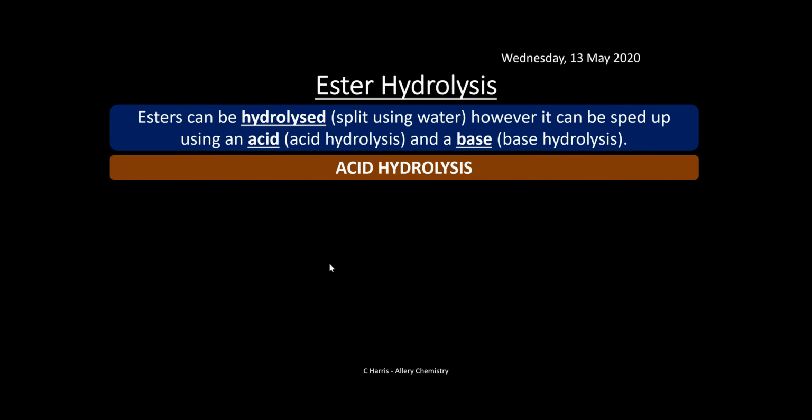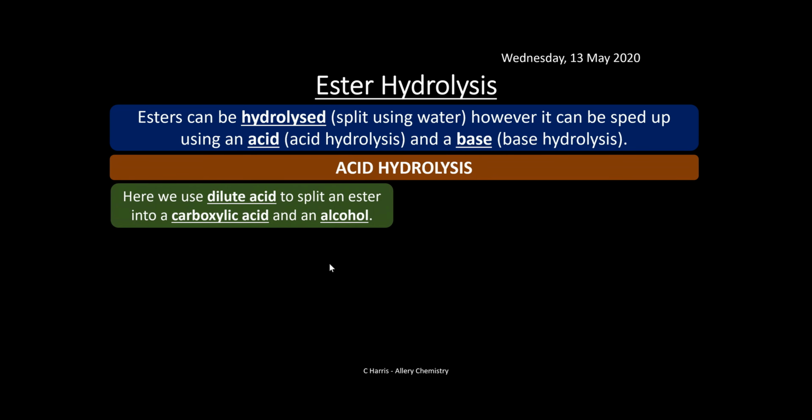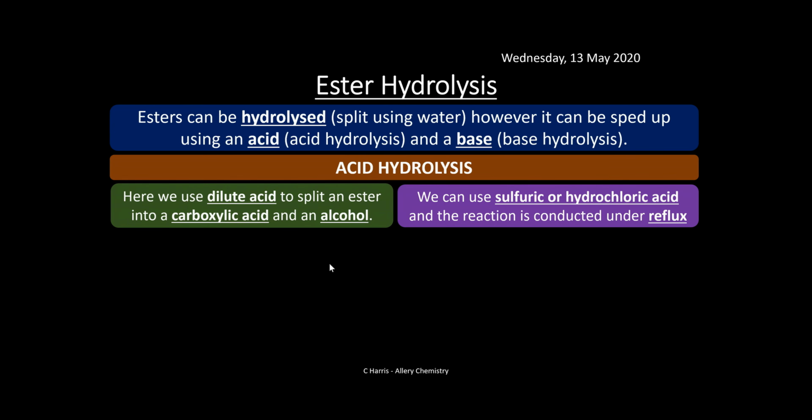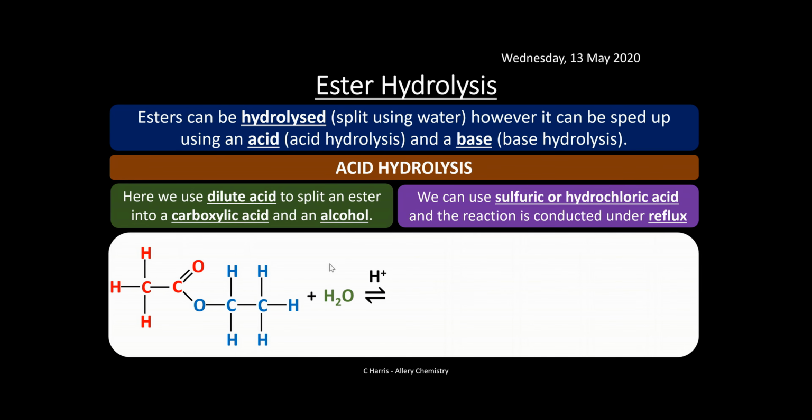So let's look at acid hydrolysis first. Here we use dilute acid to split an ester into a carboxylic acid and an alcohol. We can use sulfuric or hydrochloric acid, and the reaction is, of course, conducted under reflux. All of our substances here are volatile, and therefore reflux allows us to heat volatile compounds up without the risk of losing them into the environment. So let's have a look.